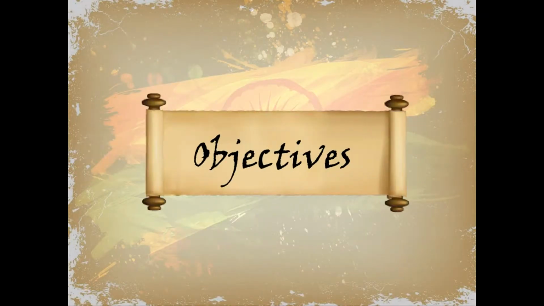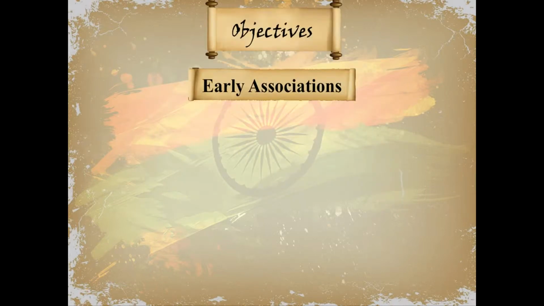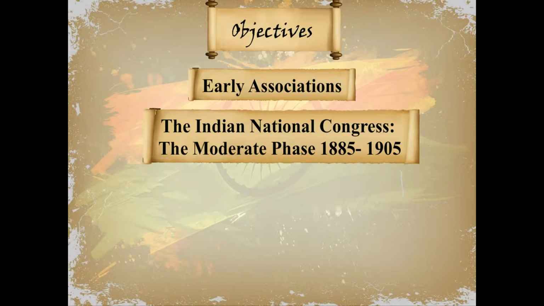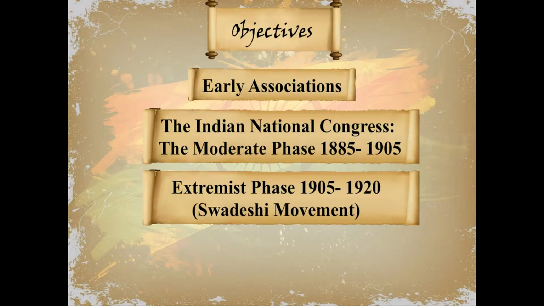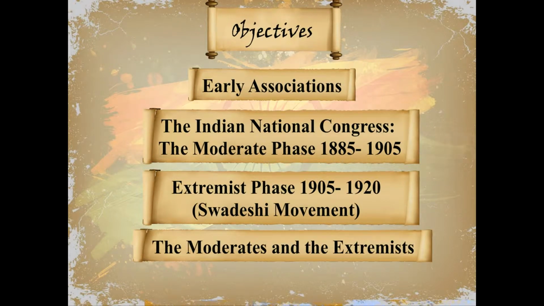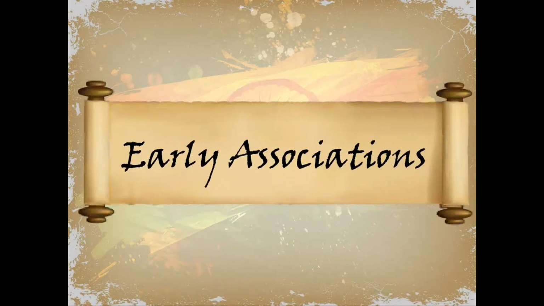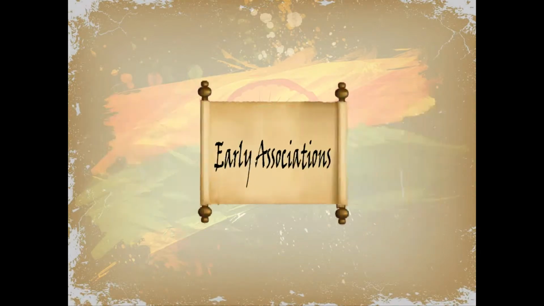Objectives. In this chapter, we will learn about early associations, the Indian National Congress, the moderate phase 1885 to 1905, extremist phase, which is between the year 1905 to 1920, which is Swadeshi movement, the moderates and the extremists, the First World War 1914 to 1919, early associations.